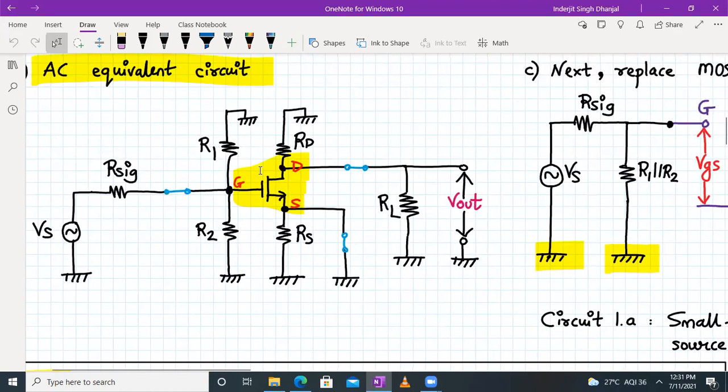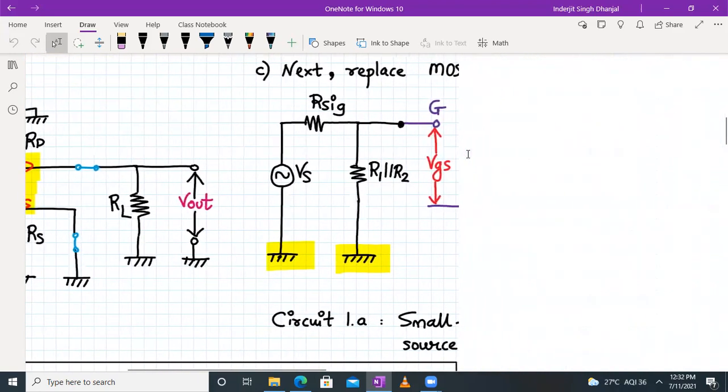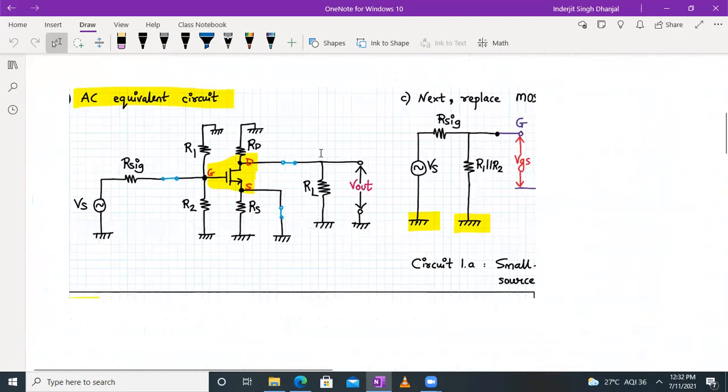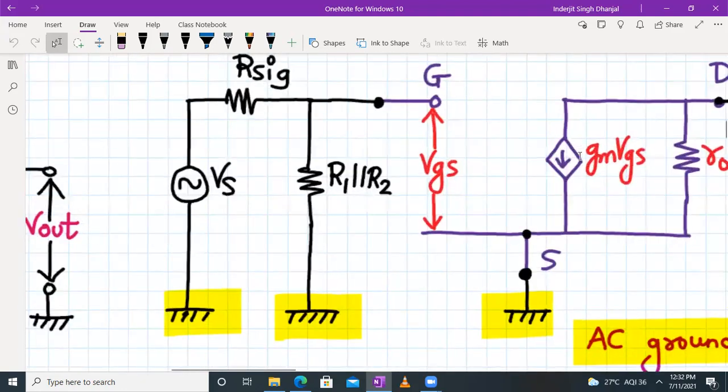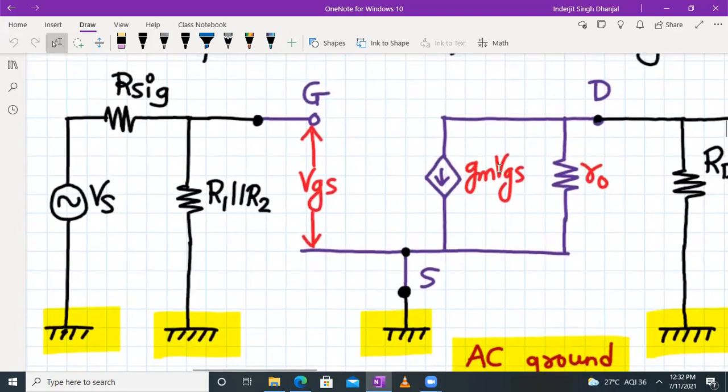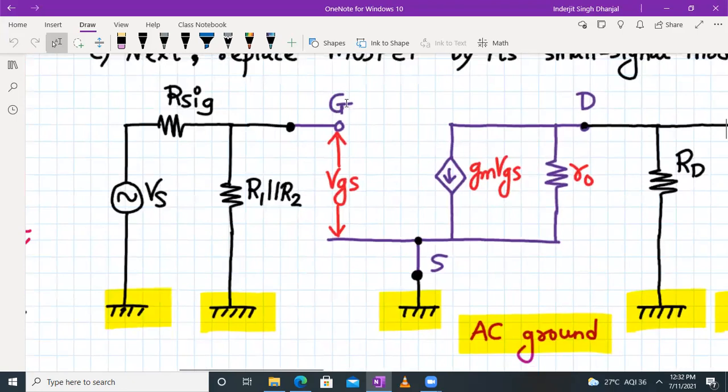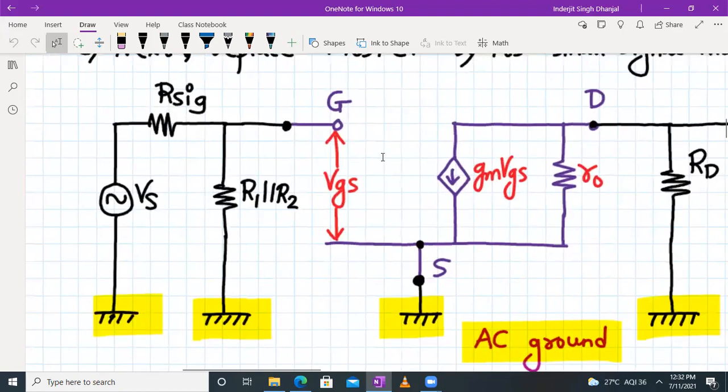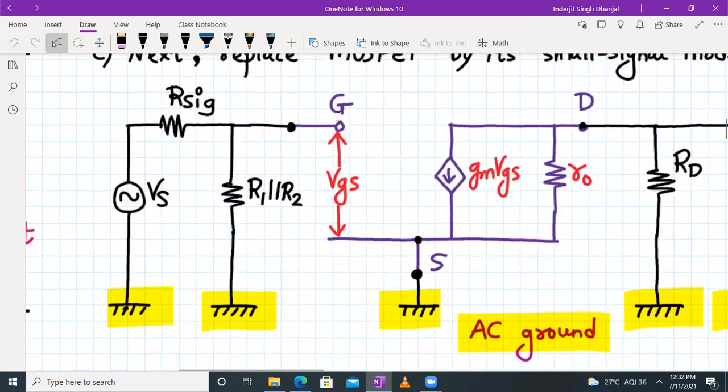So we have a drain terminal, a gate terminal, and a source terminal. When we replace this by its small signal equivalent model, we get this equivalent circuit, which is coming up here, marked in purple color. Between the gate, drain, and source, we have the following equivalent circuit. So between the gate and source, we have VGS.